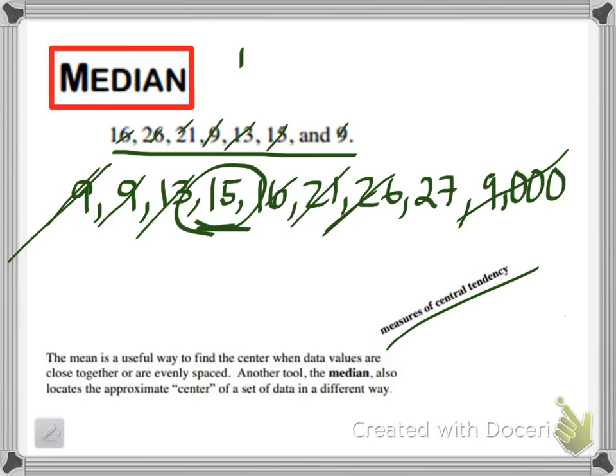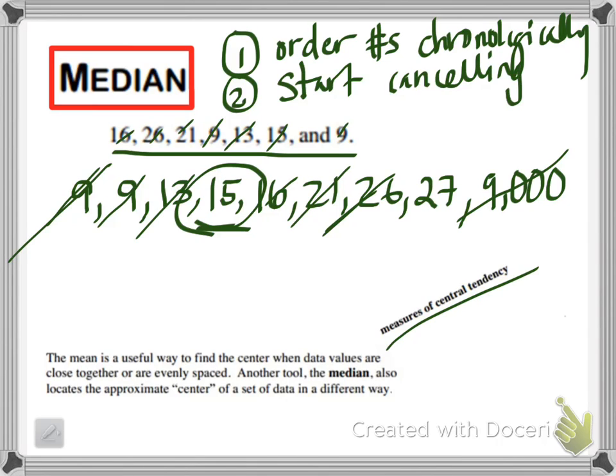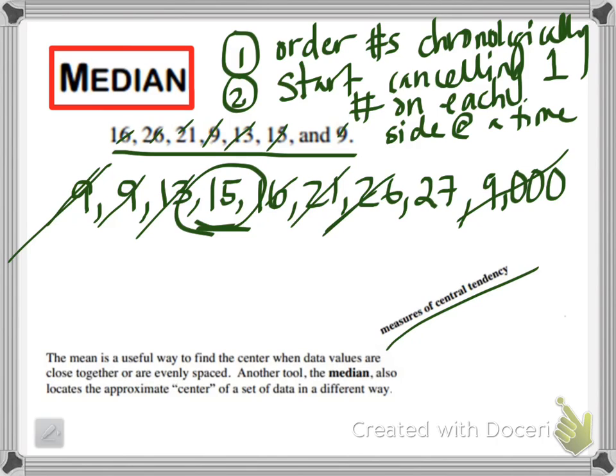So we have to remember, 1, order numbers chronologically, and then 2, start canceling one number on each side at a time. Okay? But let's go through one more example just so we can make sure we're clear.